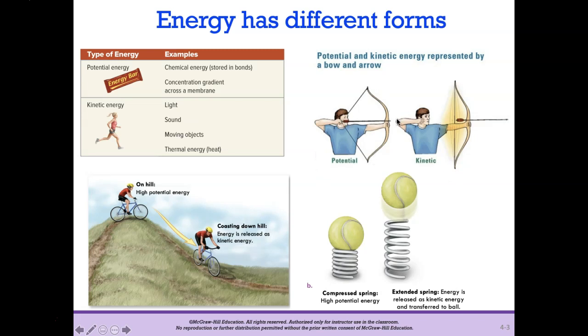So in this fully extended bow, right, there's a lot of potential energy. And once I release the bow, the arrow will be propelled forward. So the potential energy will be converted into kinetic energy once I release the bow. On top of a hill, you have high potential energy, but once you go down the hill, energy will be released as kinetic energy. In a compressed spring, you have tons of potential energy, but once you extend the spring, that energy is released as kinetic energy and is transferred to the ball, so the ball will move upward.